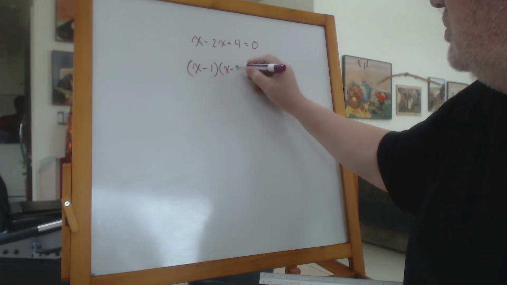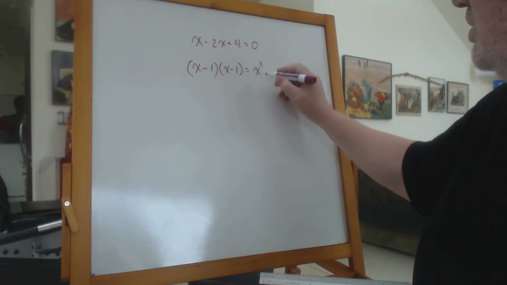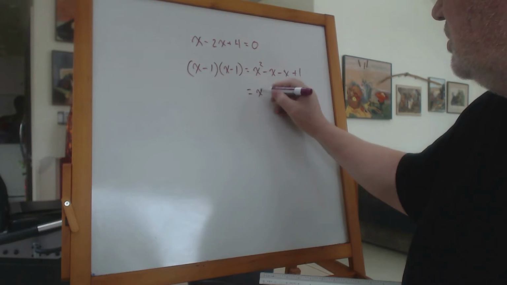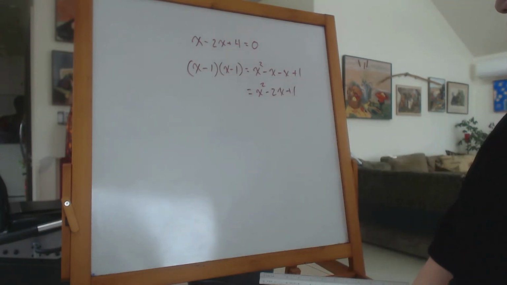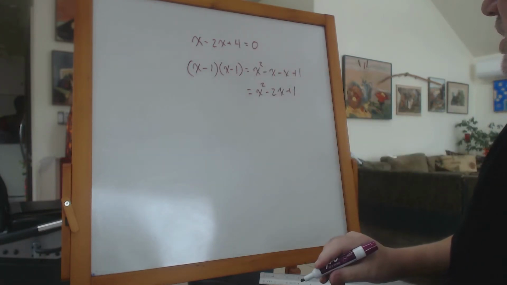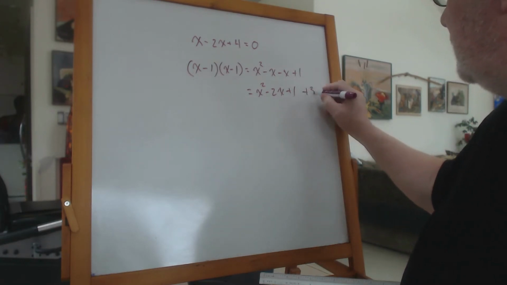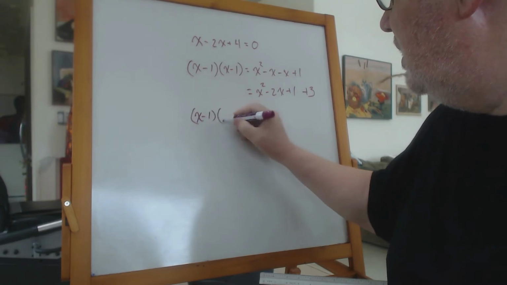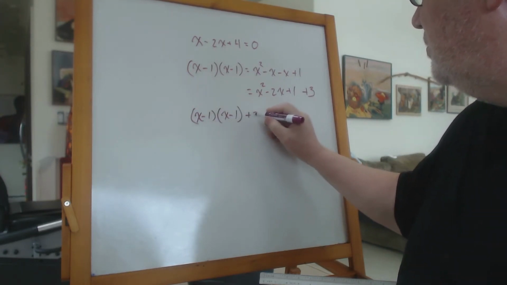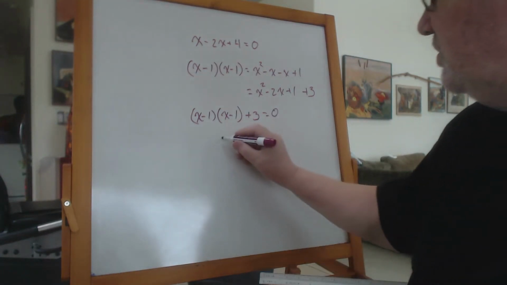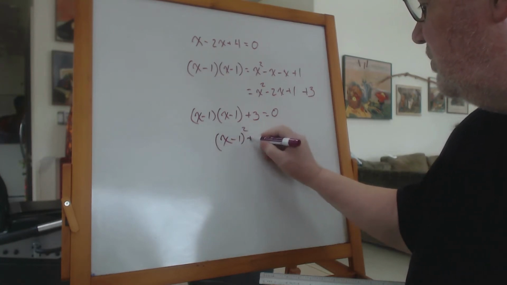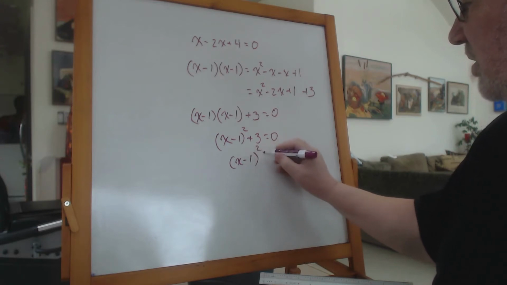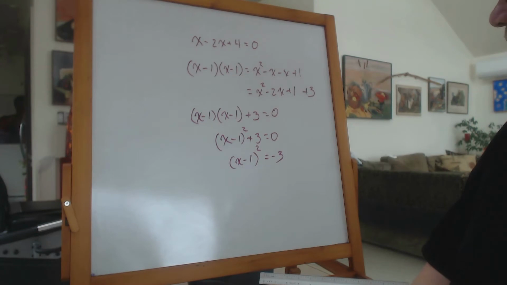times x minus 1, and that would give us x squared minus x minus x plus 1, which is x squared minus 2x plus 1. So the only thing different from this and that one is a factor of 3. We'd have to add 3 to make that into the same equation. So what we do is we go x minus 1 times x minus 1, plus 3 equals 0. And that's x minus 1 squared plus 3 equals 0. And we could always go x minus 1 squared equals minus 3. And that's the best we can do.